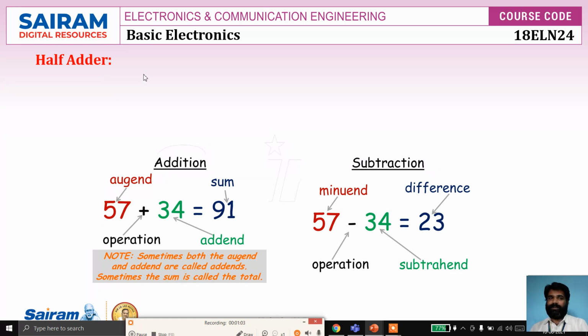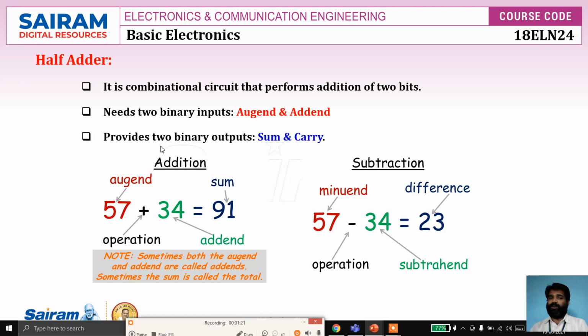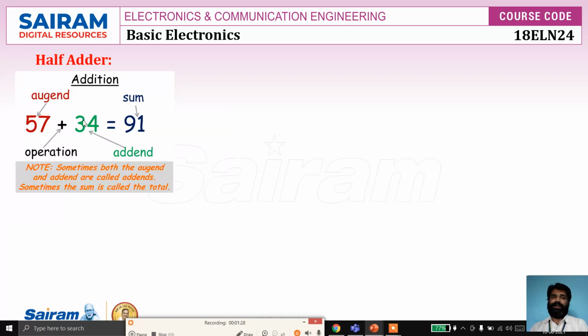A half adder is a combinational circuit, since the output depends only on present inputs, that performs addition of two bits. Which are those two bits? The augend and addend bits. So it needs two binary inputs and provides two binary outputs, sum and carry. First, we'll verify this example.